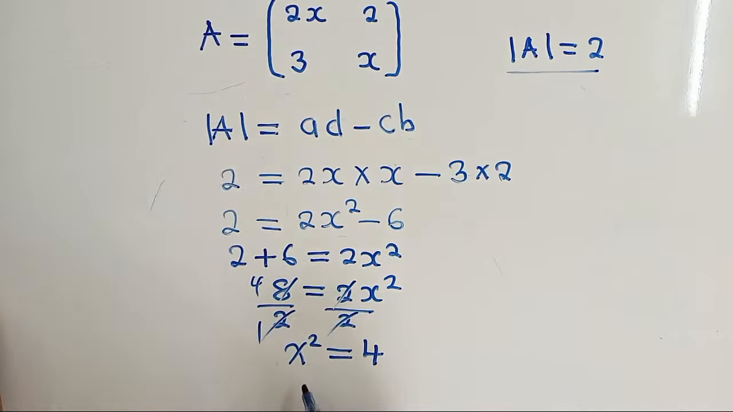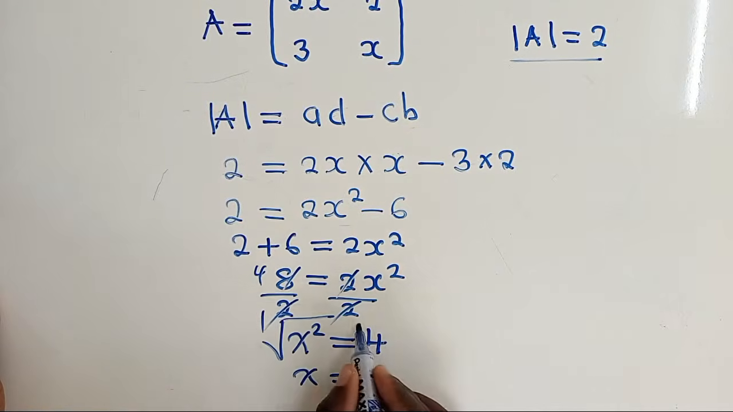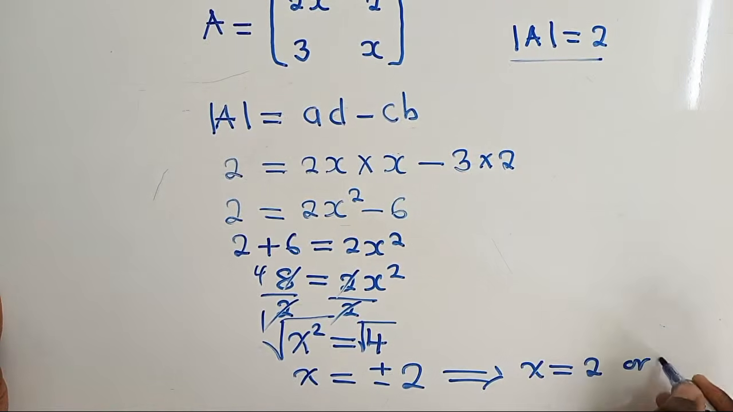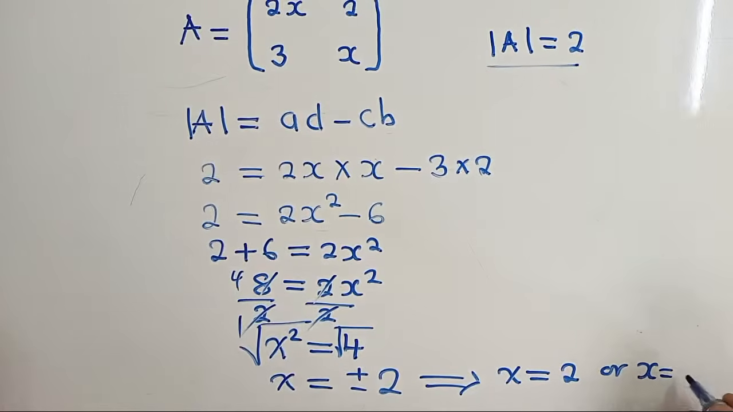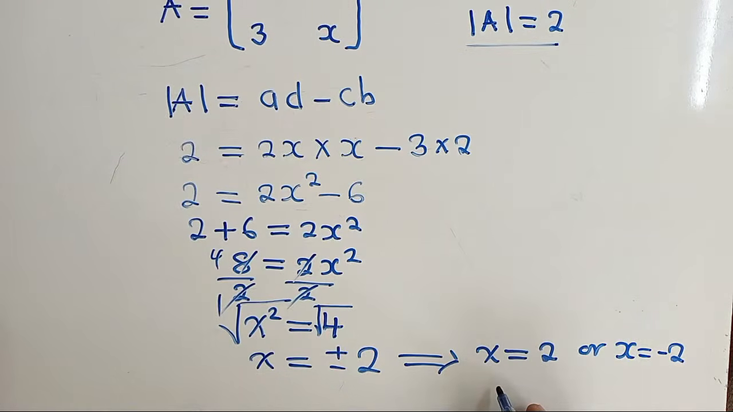Now, are we looking for x squared? No, we are looking for x. So what do we do for us to remain with x? We take the square root of both sides because of the power 2. So x will be equal to 2, or x will be equal to -2. Now, are we looking for a positive or a negative answer according to the question? We are looking for a positive answer. So our answer will definitely be this one right here. X is 2.